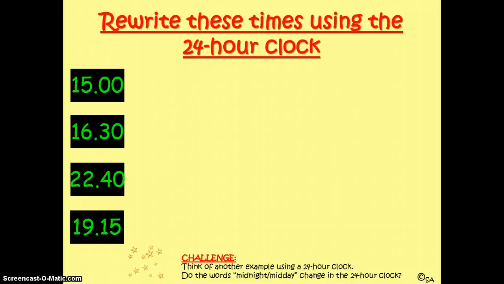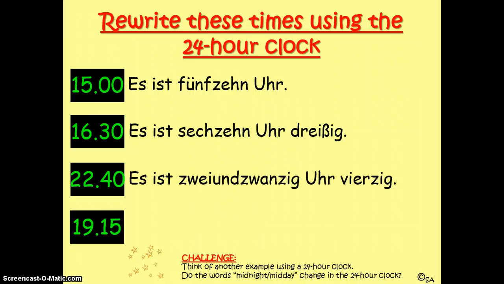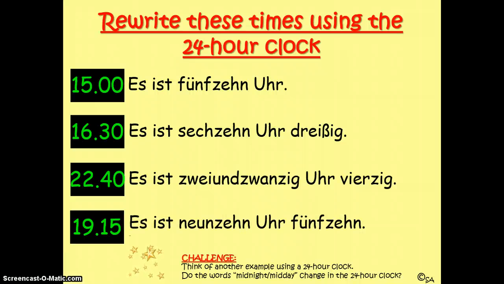So 3 p.m. we would say in the 24-hour clock, es ist 15 Uhr. 4:30 p.m., we would say es ist 16:30 Uhr. 10:40 p.m., we would say es ist 22:40 Uhr, and 7:15 p.m., we would say es ist 19:15 Uhr.